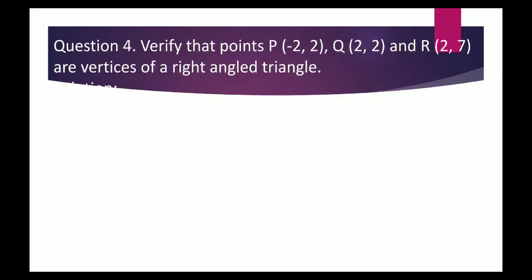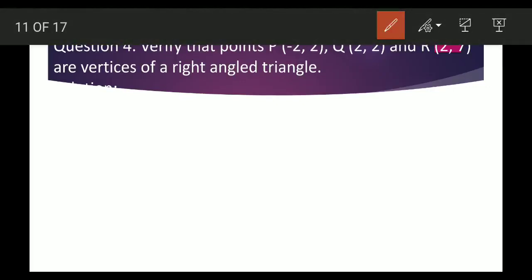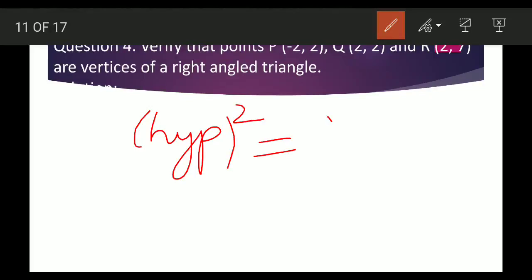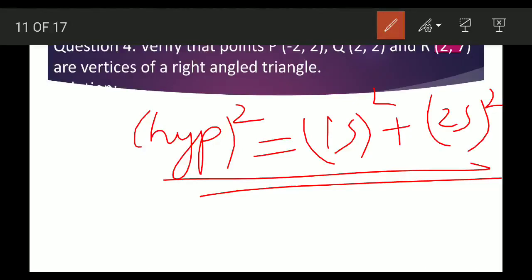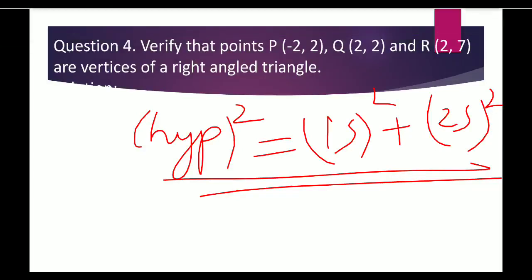Question number 4. Verify that the points P(-2, 2), Q(2, 2) and R(2, 7) are the vertices of a right angled triangle. Okay, when do we say it is a right angled triangle? When the hypotenuse squared is equal to the first side squared plus the second side squared. If this holds, then we will say that it is a right angled triangle. So we are going to do it that way only.